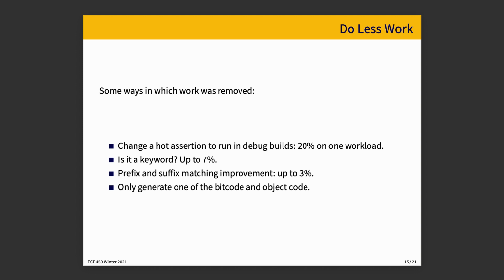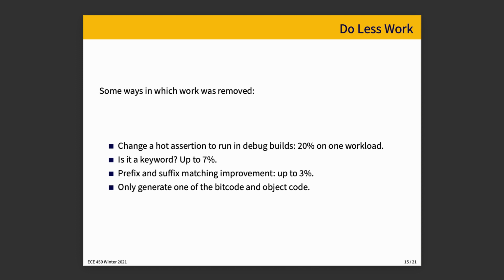Item 1 on the list is PR number 58210, and it changed an assertion to run in debug builds only. This assertion happened to run a lot, and it was a 20% improvement in one workload. So that really does help. Related to that, pull request number 61612 removed an unnecessary check of whether a particular symbol encountered is a keyword, for a 7% improvement on programs with large constants.